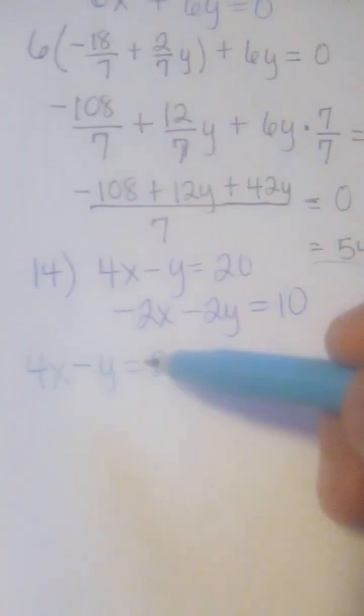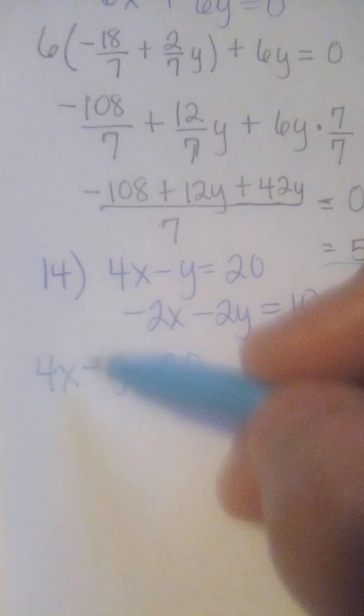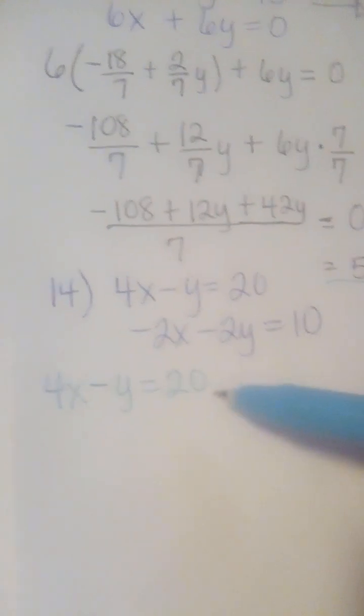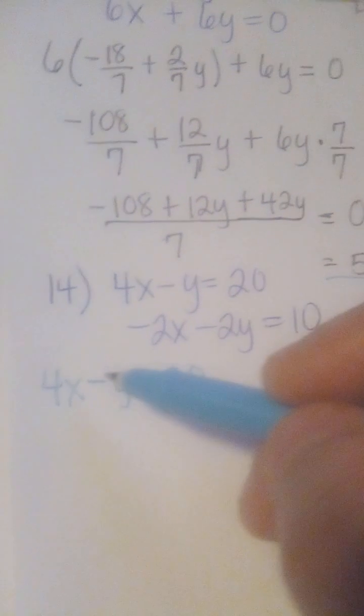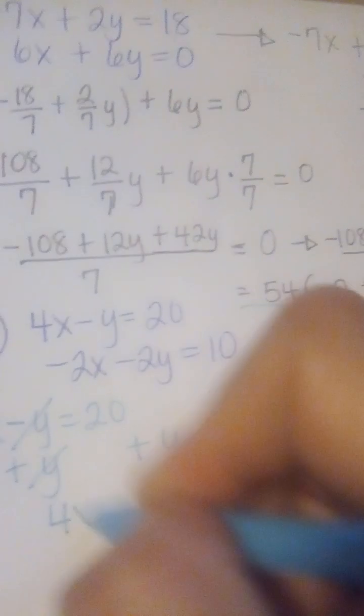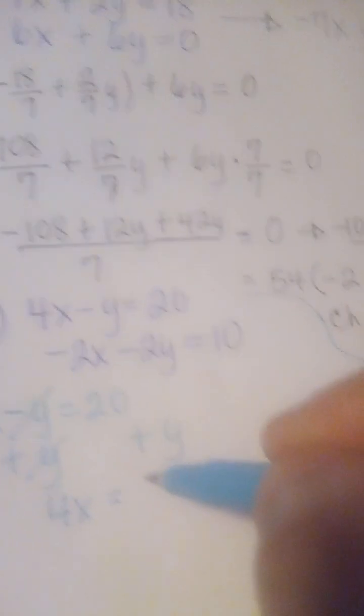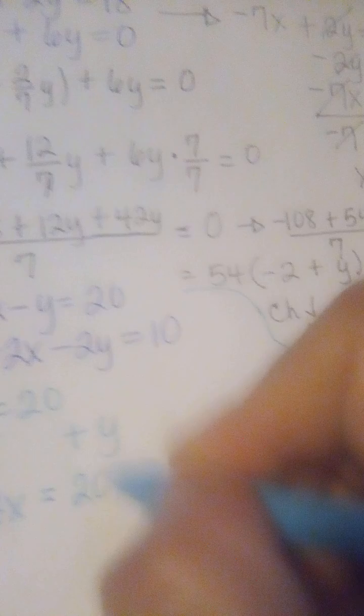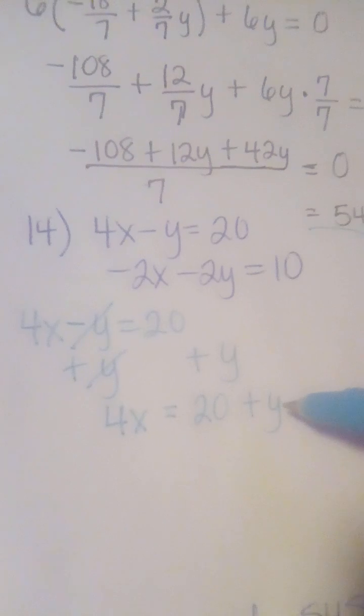In order to do this, we have to do something with the y, so we can add. We could do the opposite of subtract, so add y to both sides. Cancel these out. We have 4x equals 20 plus y. Okay, so far so good.